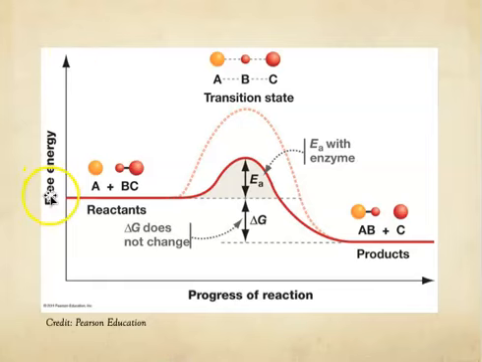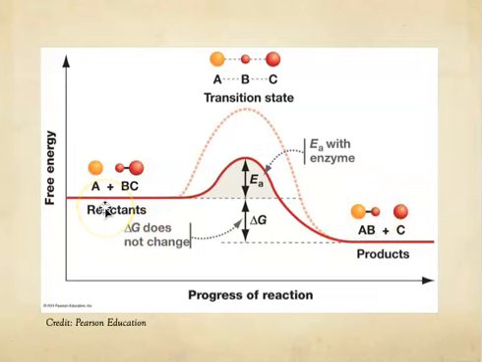Now, this particular reaction involves a molecule called A being combined with a molecule called BC in order to create two new molecules, two product molecules, one of which is AB and the other one is C. All right, so essentially during this reaction, the covalent bond between BC is going to get broken, and a new bond is going to be built between A and B.